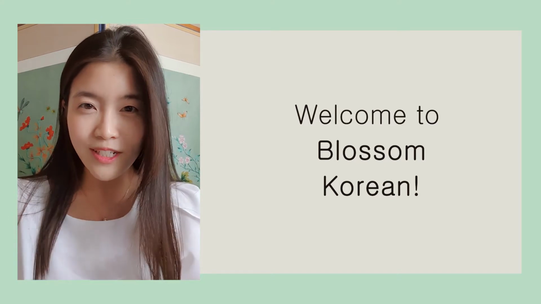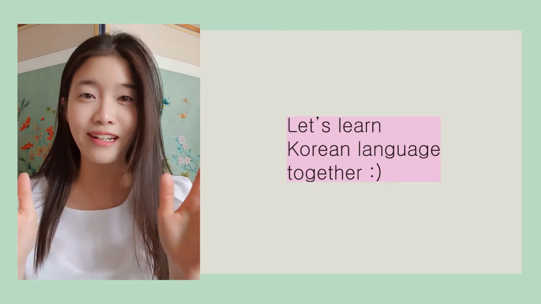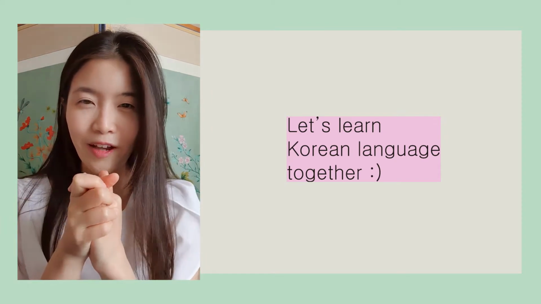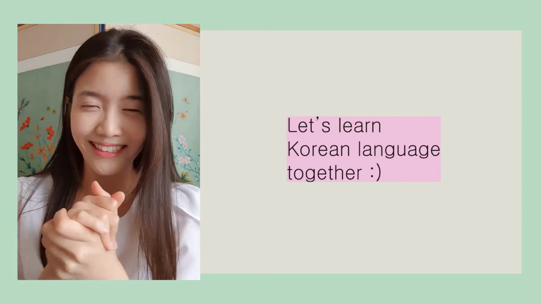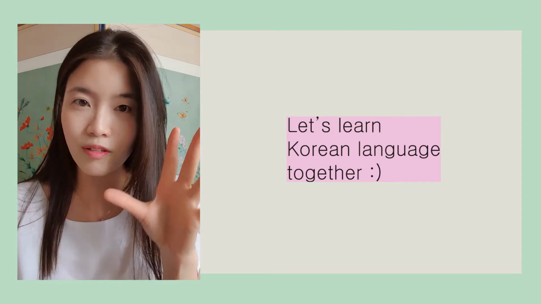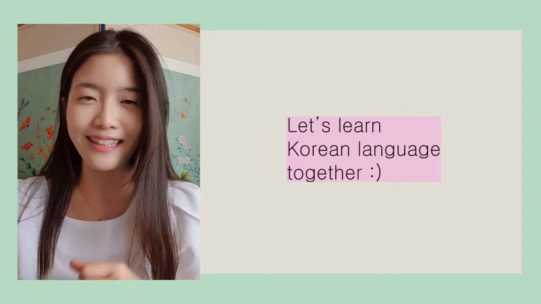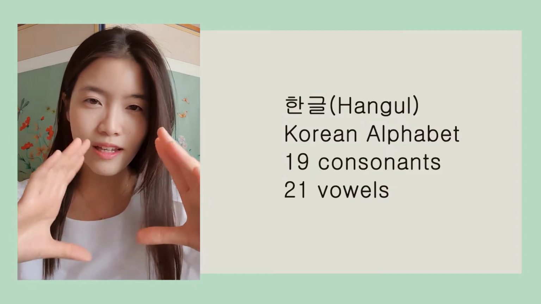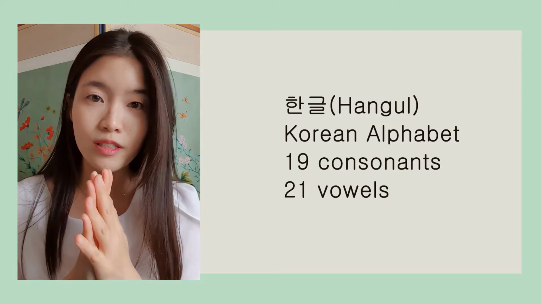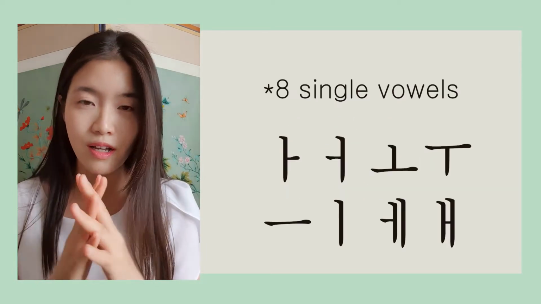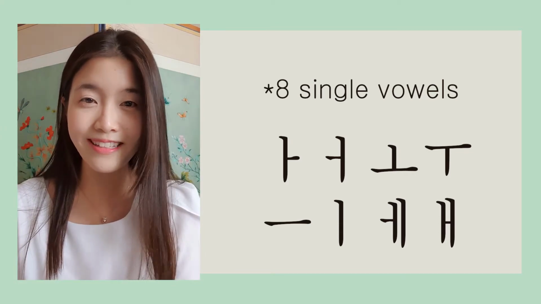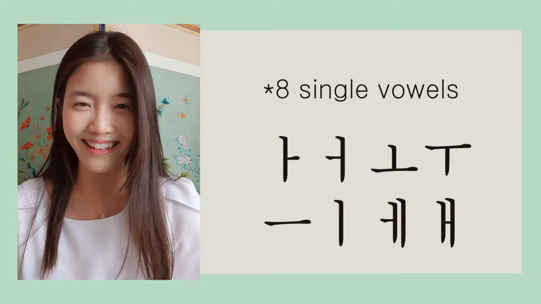Like the name of this channel, here we are going to learn the Korean language together and blossom our Korean language skills. Okay, are you ready? Good. First, today we are going to learn several vowels and consonants of Hangul. In the Korean alphabet, there are 19 consonants and 21 vowels. But today we are going to learn first the 8 single vowels in the Korean language. So then, are you ready to study? Great. Then let's study together.